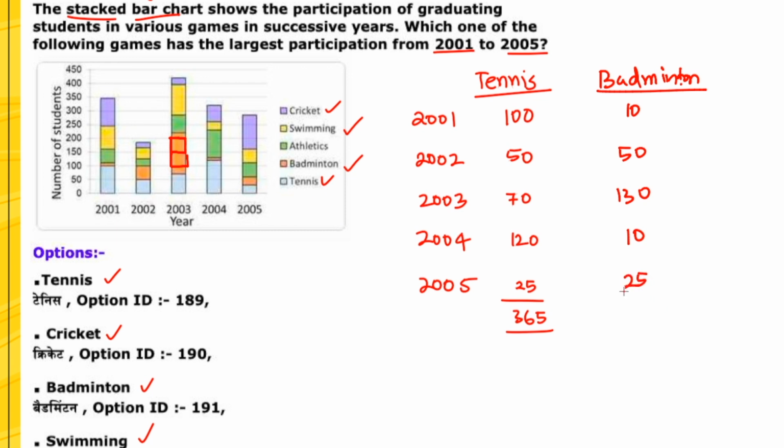Again you just have to add it up, so 130 plus 20 will be 150, plus 50 will be 200, and plus 25 will be 225. Okay, so you got it for badminton.